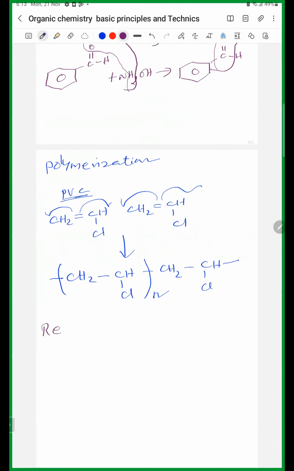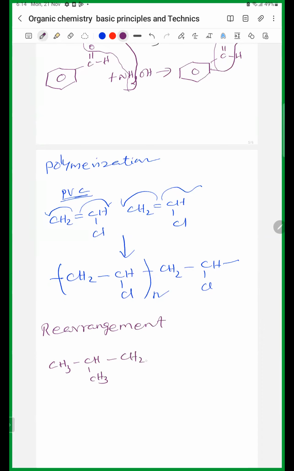The next reaction is rearrangement. Rearrangement only takes place for the stability of the molecule. The reaction which involves migration of an atom or group from one atom to another atom within the molecule is called rearrangement. So what is the driving force of this rearrangement? To get maximum stability.